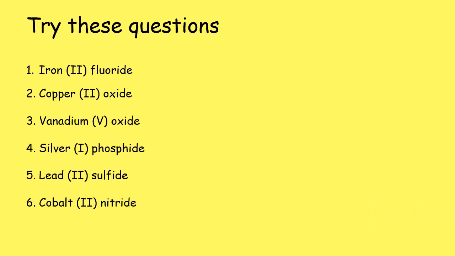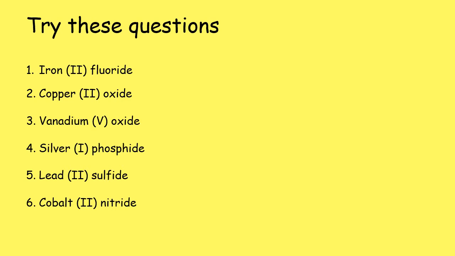So here are a few examples for you to have a go at. If you are able to do these questions, make sure you get yourself access to a periodic table and have a go. Pause it to have a go at those. If you're unable to access a data booklet or a periodic table at this stage, just skip on to the next part.